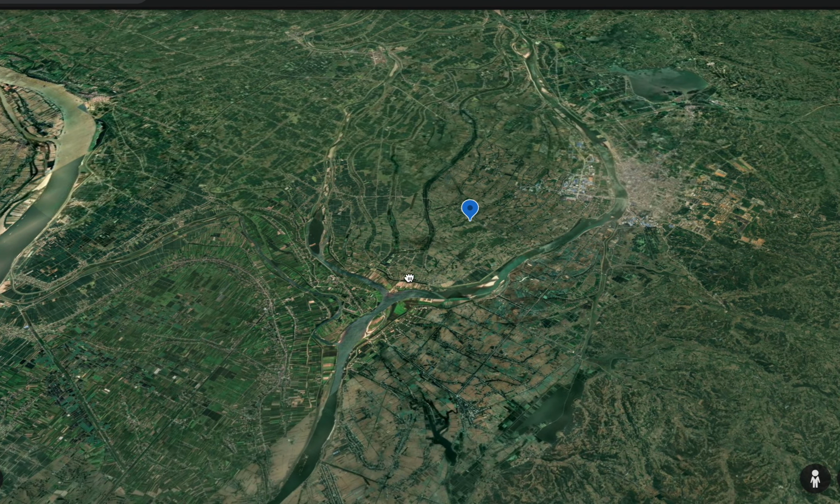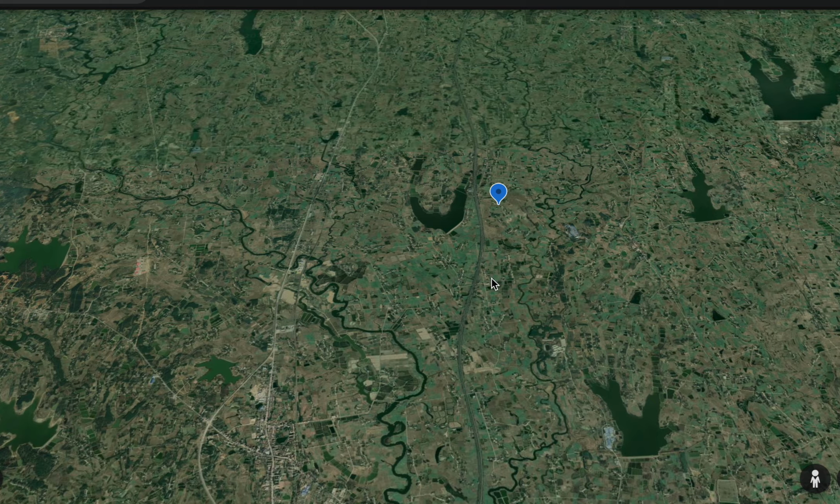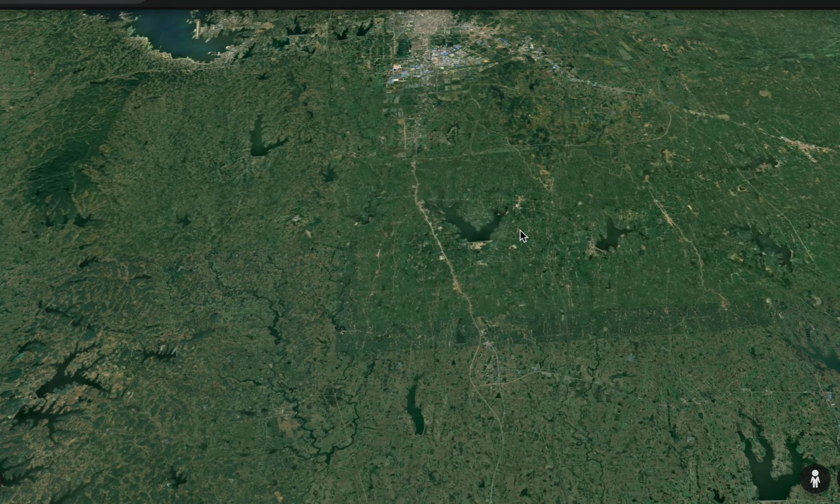Okay, let's go, and then we look at this one over here. We start to find U-shapes in the landscape, U-shaped features.